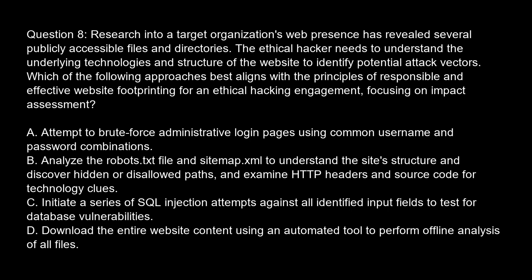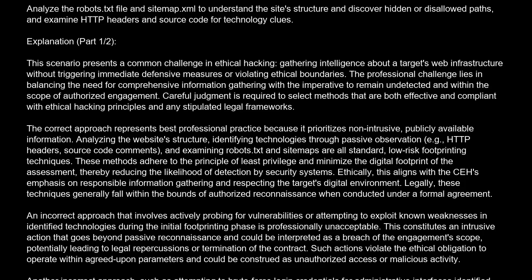Option C. Initiate a series of SQL injection attempts against all identified input fields to test for database vulnerabilities. Option D. Download the entire website content using an automated tool to perform offline analysis of all files. The correct answer is B. Analyze the robots.txt file and sitemap.xml to understand the site structure and discover hidden or disallowed paths, and examine HTTP headers and source code for technology clues.